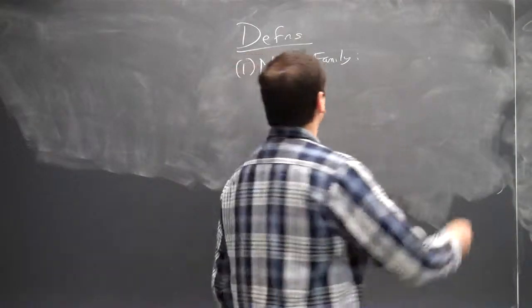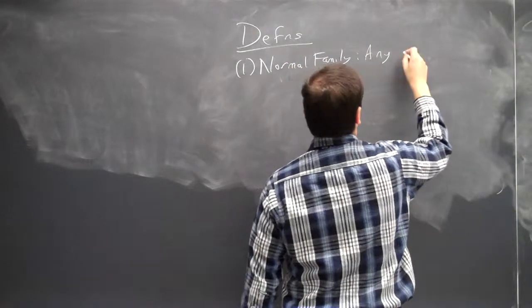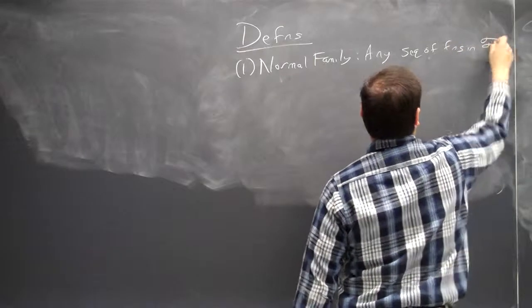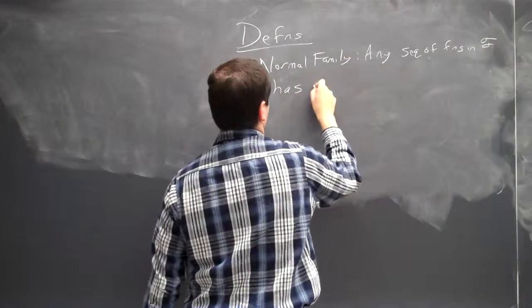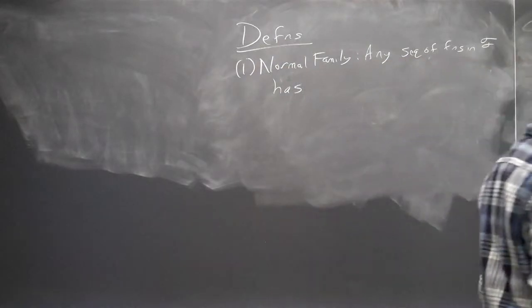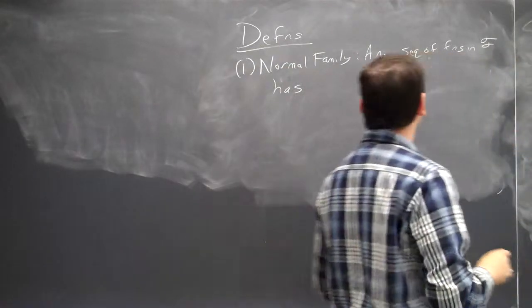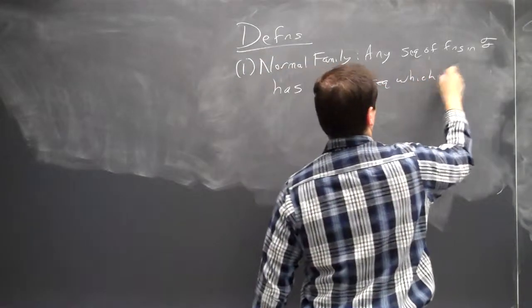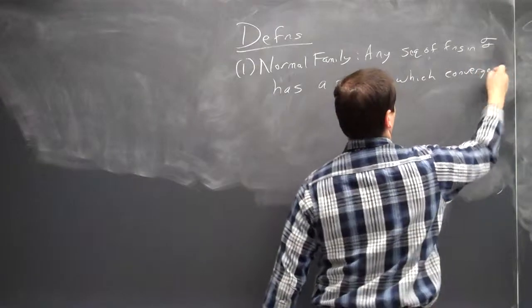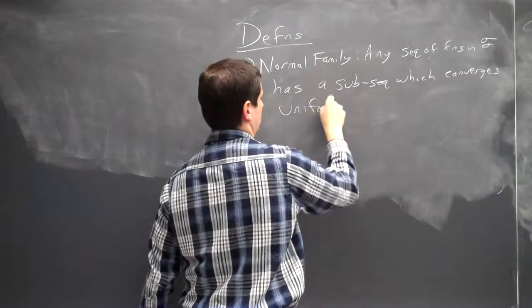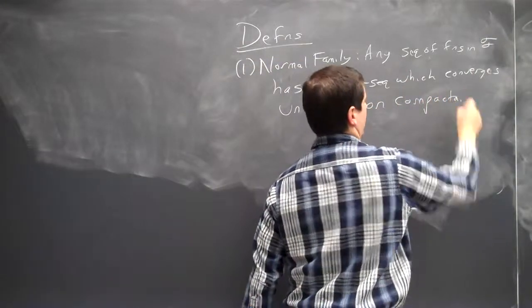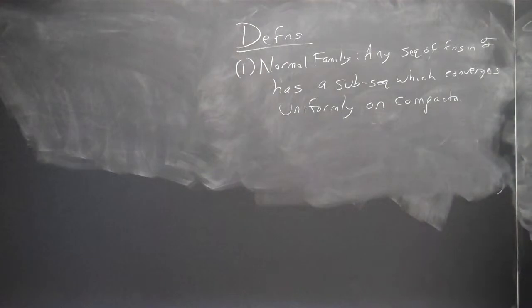So in class, we're going to put in extra subscripts so that we remind ourselves this is a constant for this compact set. So any sequence of functions in F, well, any sequence in F has a subsequence which converges uniformly on compacta. And what uniformly on compacta means is you give me any compact set, the convergence on that compact set is uniform.